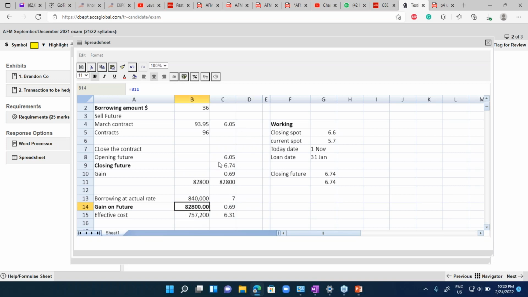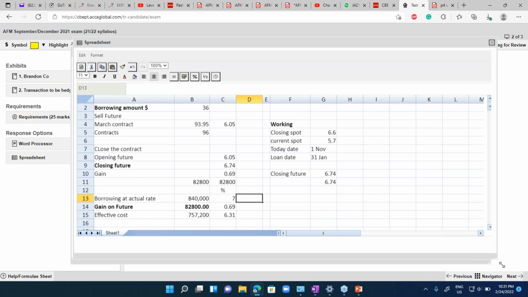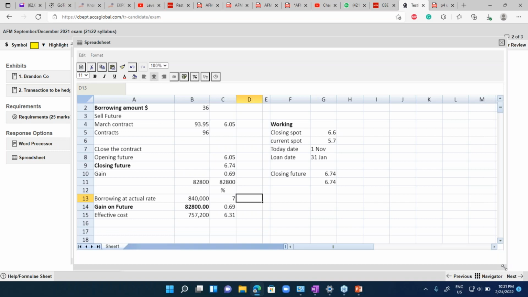So that's how you calculate the absolute amount, or directly you can solve in percentages. Any question, guys? Okay, let's move to the next part.